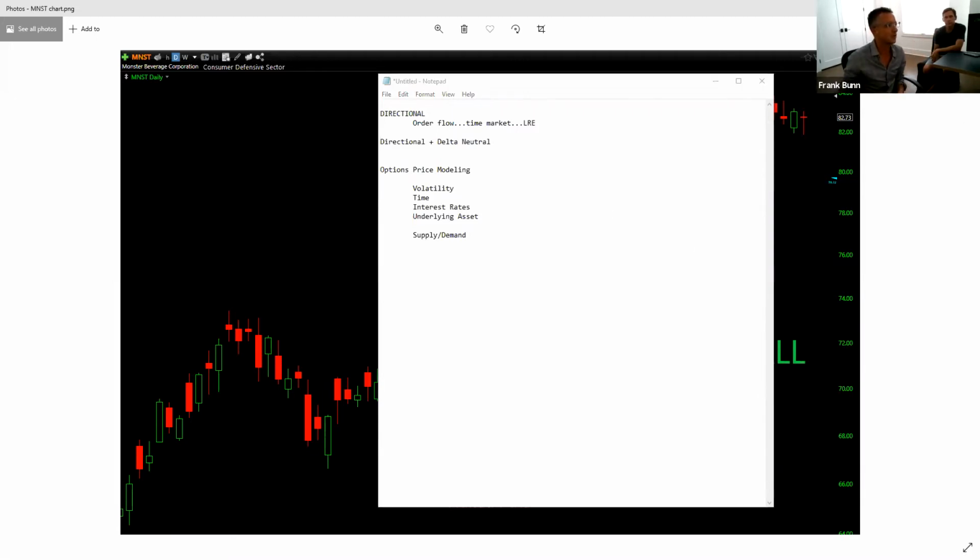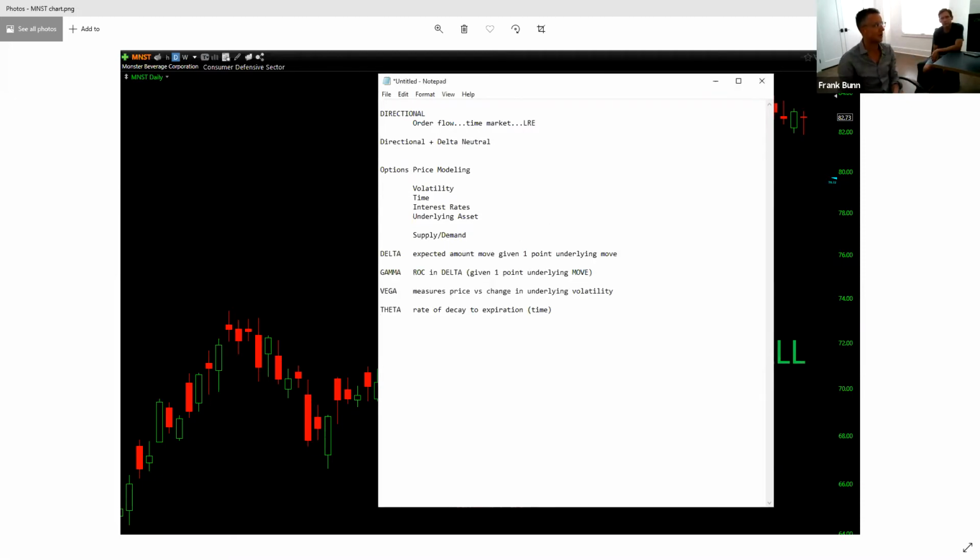And so the four things that we're going to look at, the four Greeks that we're going to look at briefly here for pricing, these are as follows. Delta, which is the expected amount, the move in the option given a 1 point move, all things being equal, in the underlying asset. Okay. Gamma is the rate of change in delta, meaning how quickly, given a 1 point move in the underlying asset, how quickly does delta change? All right. And we're going to touch on that in just a minute.